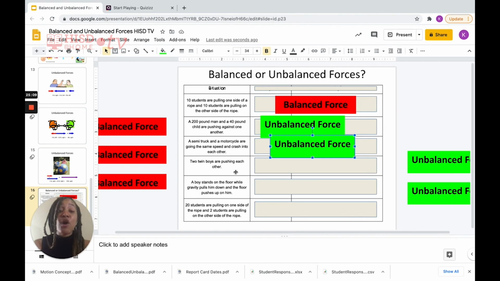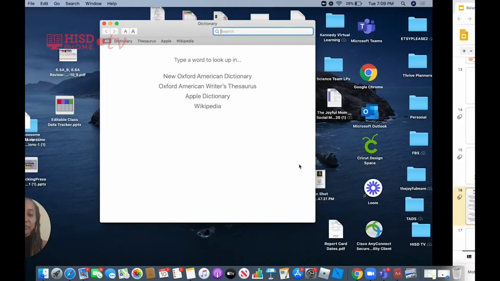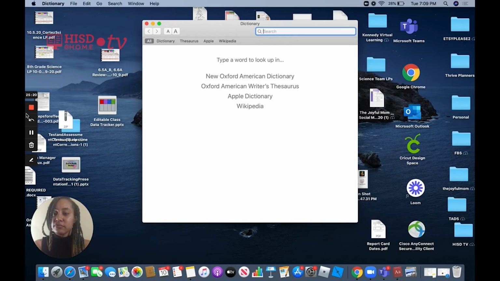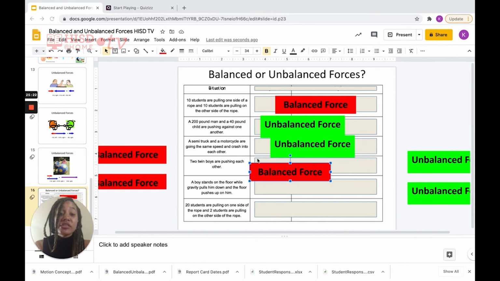Yes, the boys are experiencing balanced forces. The forces are equal. Therefore, the boys are experiencing balanced forces.